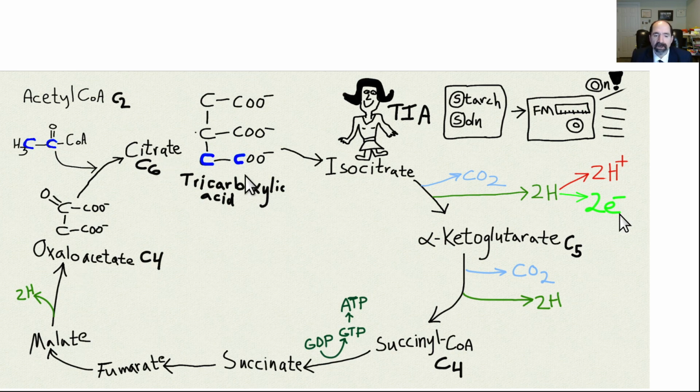Citrate has a very unique structure. There are 3 carboxylic acids on there. So it's called tri for 3 carboxylic acid. So 1, 2, 3 carboxylic acids. They're all deprotonated, so it's called citrate instead of citric acid. All right, I made these in blue to show this is where the acetyl-CoA carbons come in.